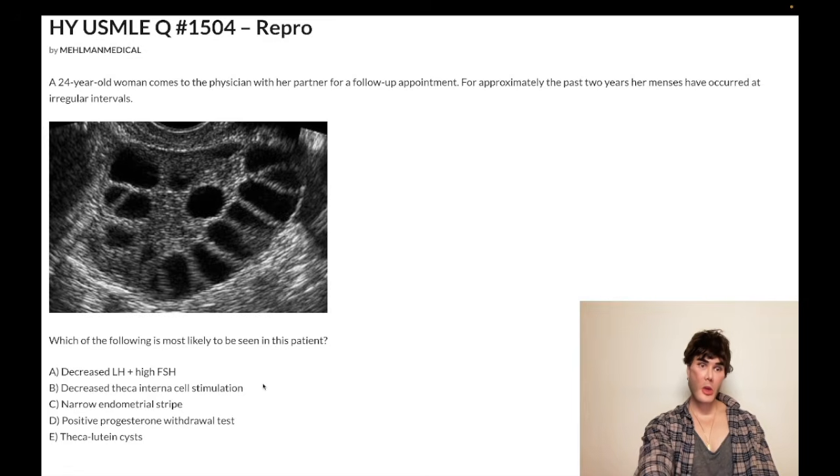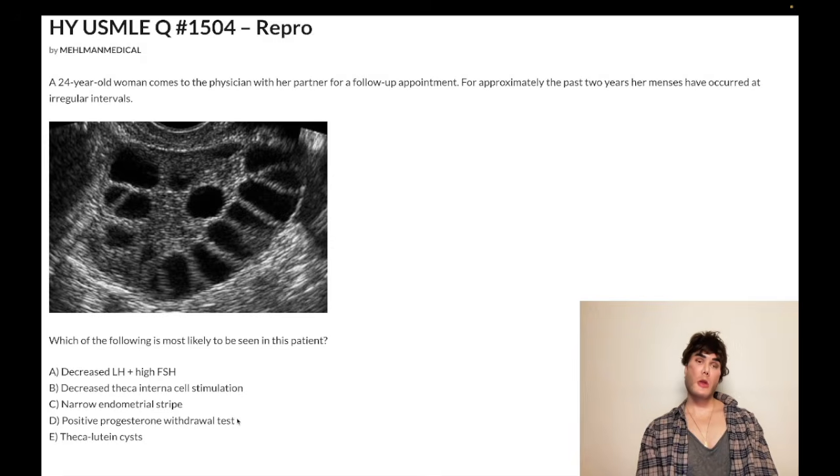So choice C, wrong answer, because we would have a widened or a thickened endometrial stripe. Now, I know some of you aren't doing 2CK3, it doesn't matter, but the endometrial stripe you could infer would be, well, that could refer to the thickness of the endometrium, right? And you need to know for even step 1 that you have endometrial hyperplasia. It's all over the NBME exam. So you have a widened, a thickened endometrial stripe, okay? Wrong answer. Choice D, positive progesterone withdrawal test, correct answer.